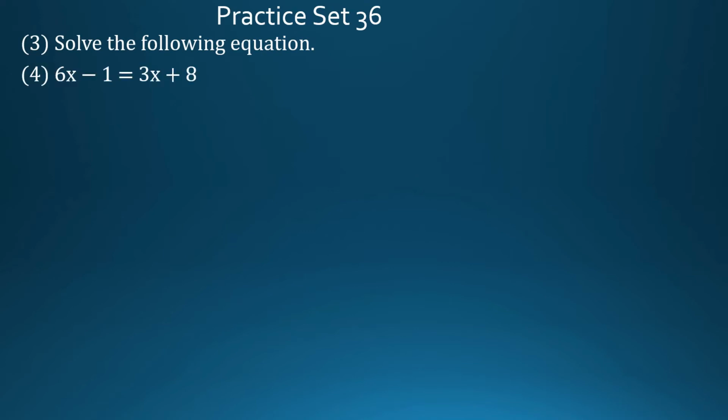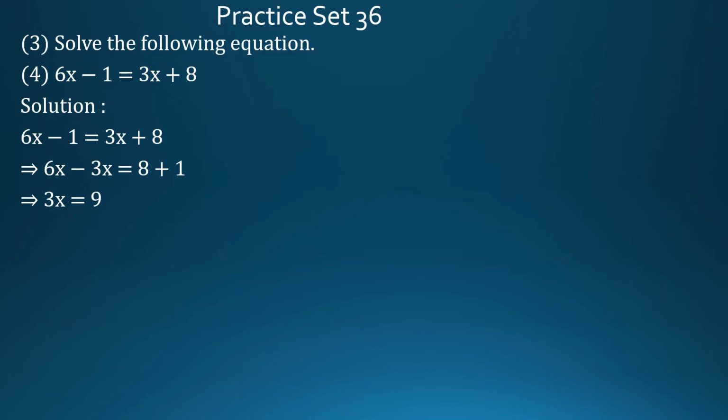Fourth question, 6x minus 1 is equal to 3x plus 8. Solution: 6x minus 1 is equal to 3x plus 8. So 6x minus 3x is equal to 8 plus 1. Here we have brought like terms together. So like terms have 6x and 3x, both are like terms. So that we have brought together, and 8 plus 1 we have taken on the another side. So we get 6x minus 3x is equal to 8 plus 1.